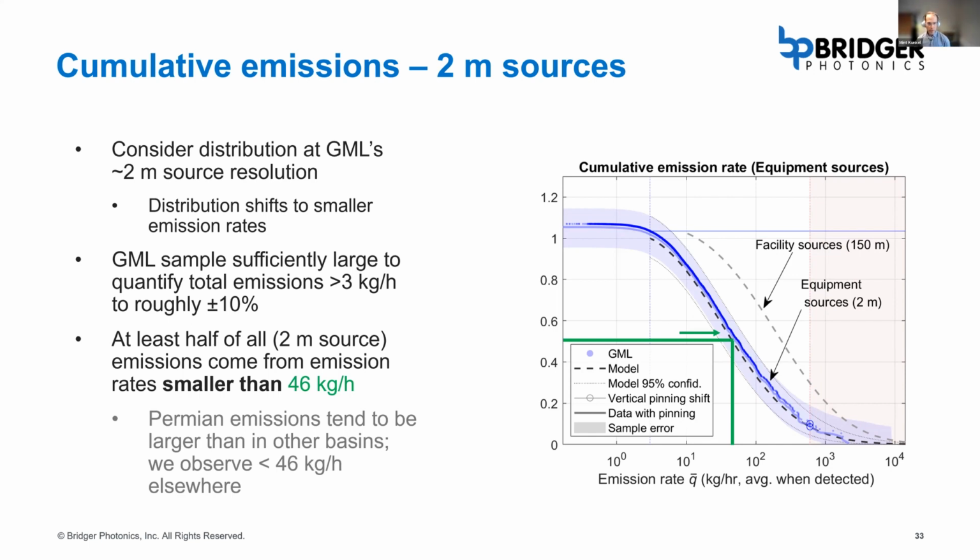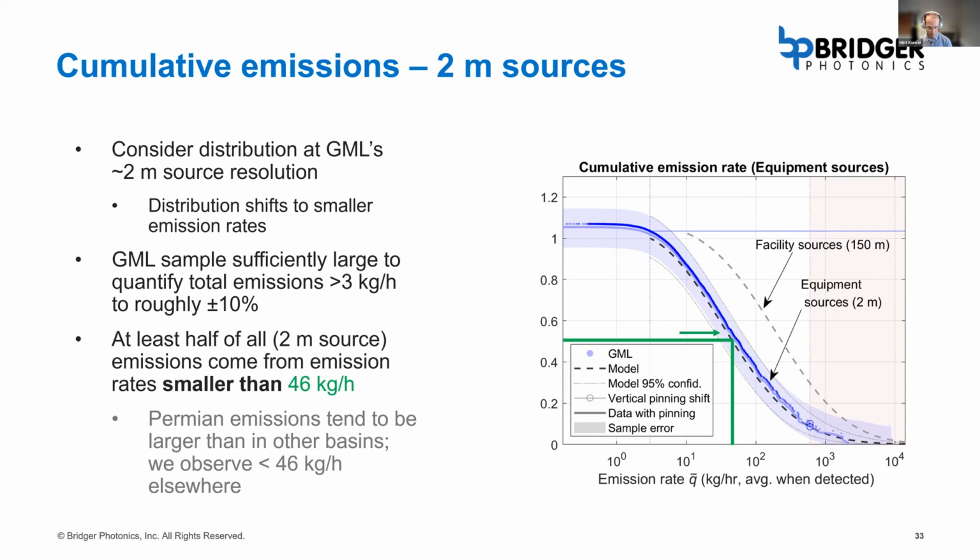Now, another insight that we can gain from curves like this is the sensitivity required to detect a certain portion of emissions. For example, if we're interested in detecting half of all emissions from 2 meter sources, we look at 0.5 on the cumulative emissions on the plot and then read off that value. And that value comes out to be 46 kilograms per hour on the x-axis. This is assuming that the sensitivity cuts off like a step function there. So this 46 gives a rule of thumb estimate of what the sensitivity needs to be in order to detect that portion of emissions.